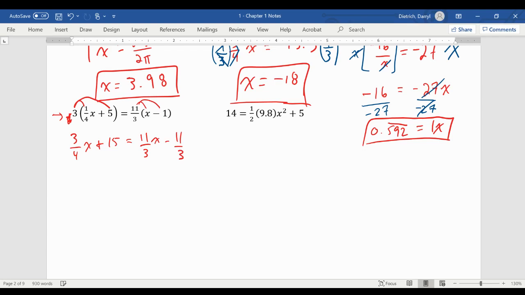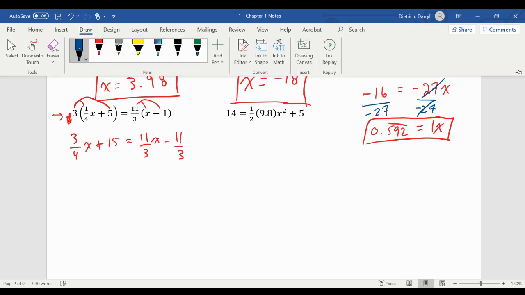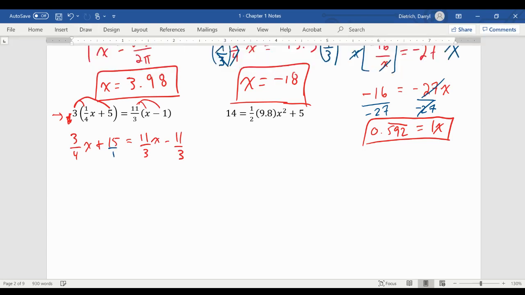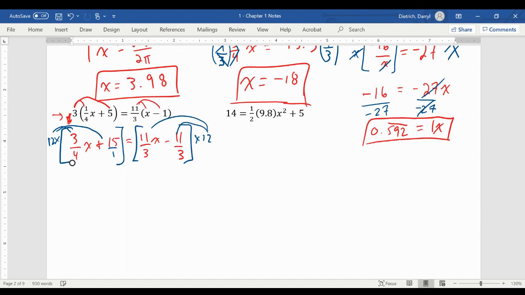Okay, the next thing I'm going to do is have a look at the denominators here, and just notice that the denominators that I'm working with have a lowest common multiple of 12. So if I look at 4 and 1 and 3, the lowest common multiple is 12. So I'm going to multiply both sides of this thing by 12. If I do this properly, I should put brackets on both sides, and then this 12 is going to multiply into the numbers inside of the brackets, I should say.